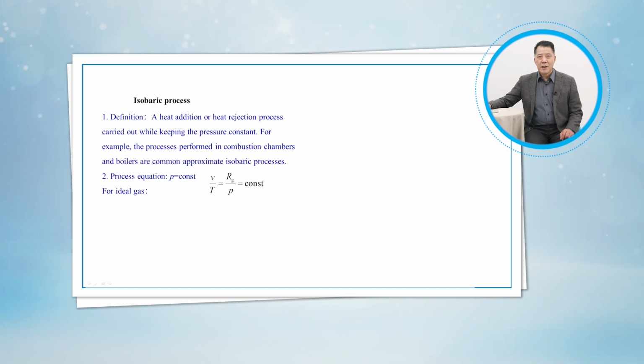Secondly, the process equation. For ideal gas, the process equation is. This means that during the isobaric process, the specific volume is proportional to the temperature.